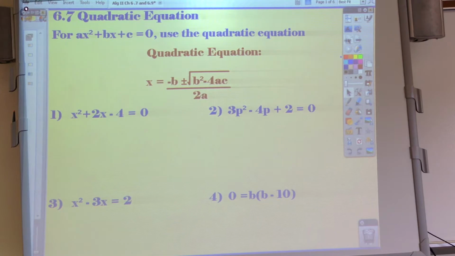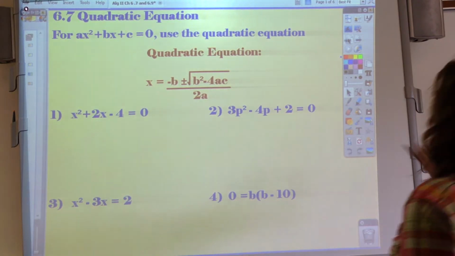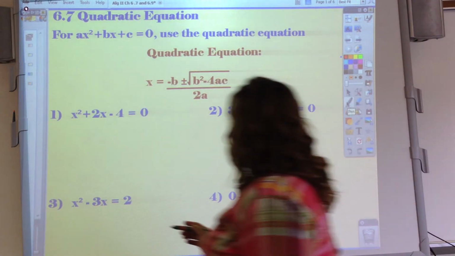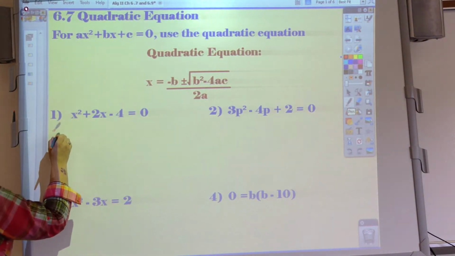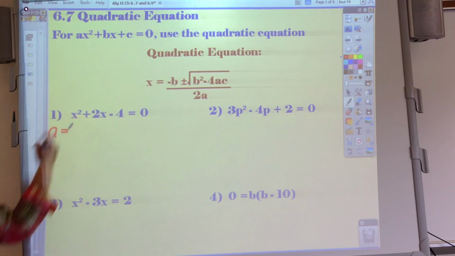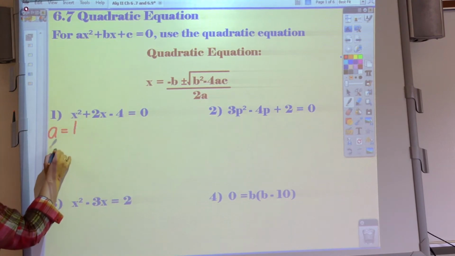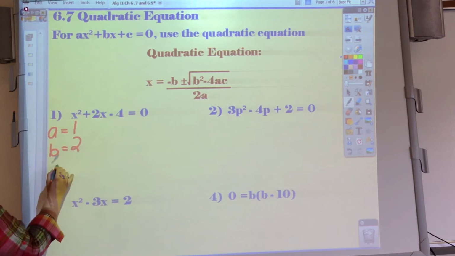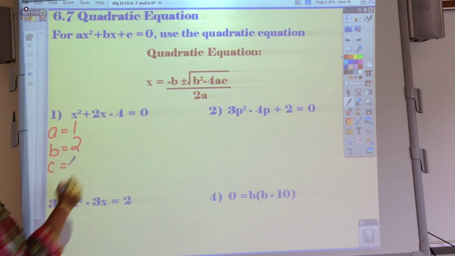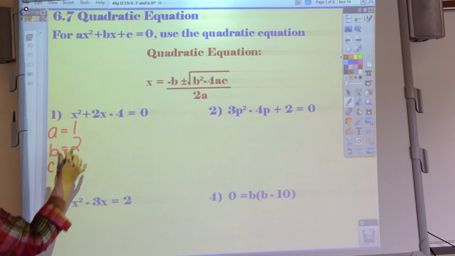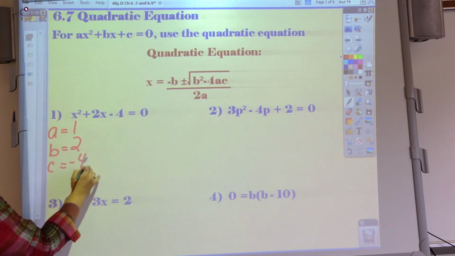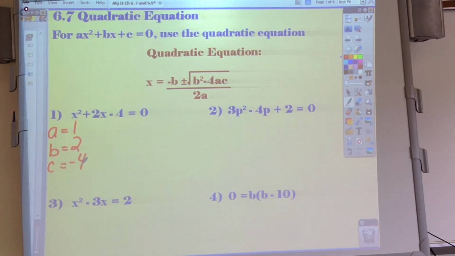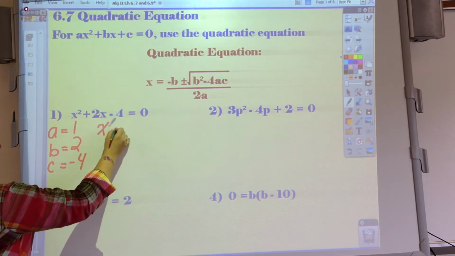First, we're going to have to identify the values of A, B, and C. So let's do that. For number 1, my A value, the coefficient of x squared, is 1. My B value, the coefficient of x, is 2. And my C value, the constant I should say, is -4. Now let's plug that into our equation so that we can solve for x.